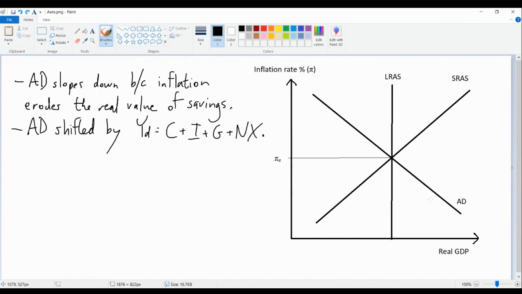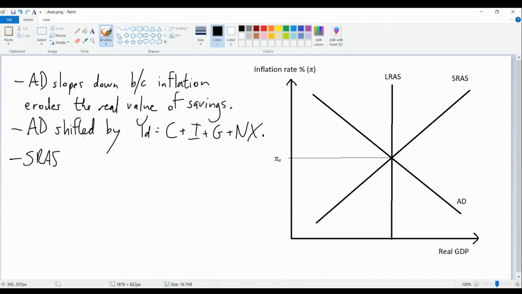So what we're going to do today is go through a whole bunch of examples of things that can happen in this model. This corresponds to chapter 22. Now, of course, demand isn't everything. There's also the supply.